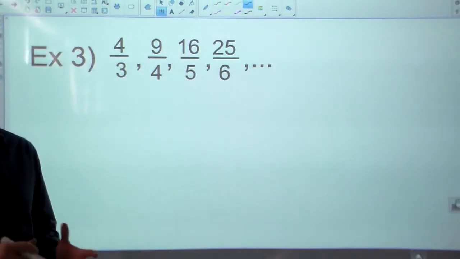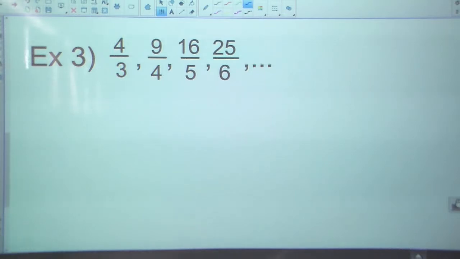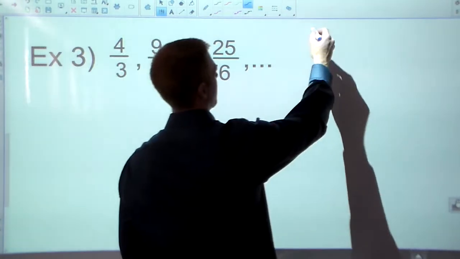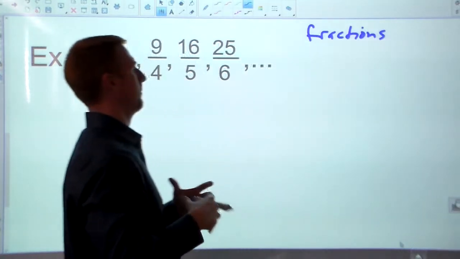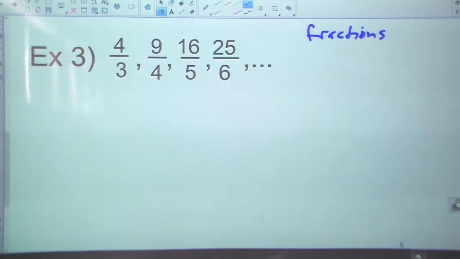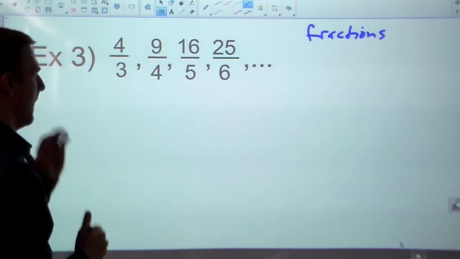Example 3, I want to start the same way. I want to look for any patterns that are showing up. So one thing right away, I'm noticing these are all fractions. So that's going to have to be kind of built in. The formula is going to have to be a fraction. Let's look at the numerators and denominators separately.